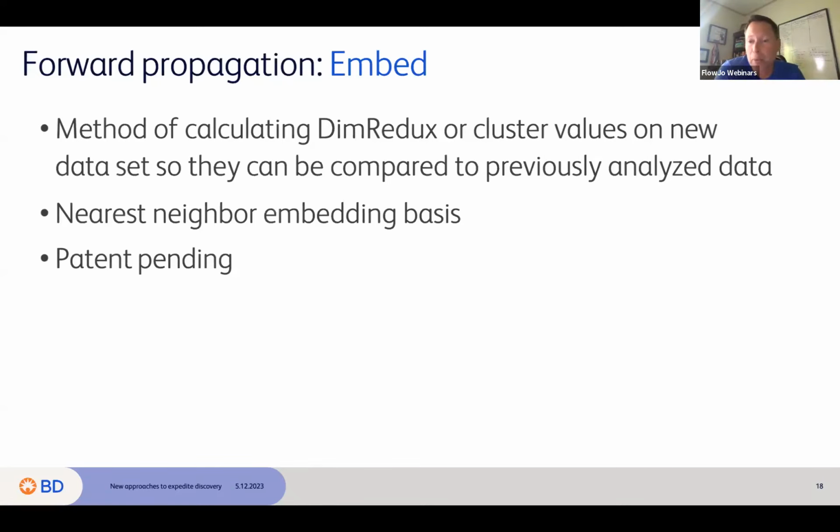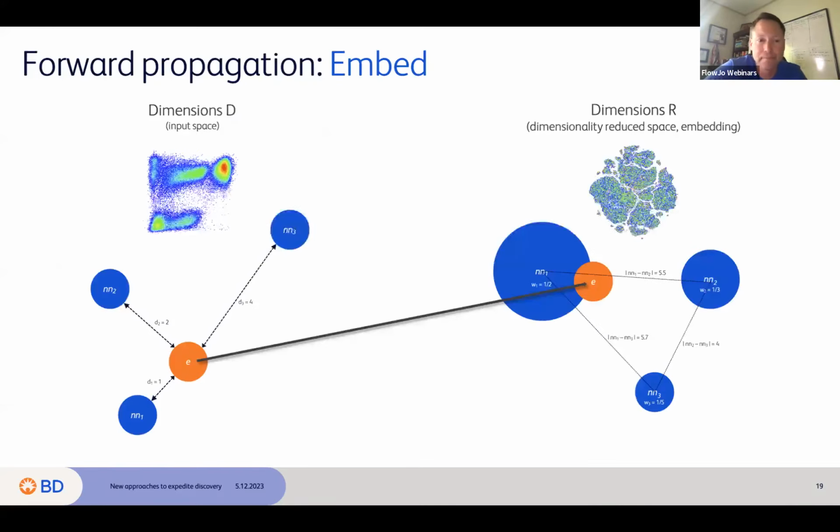We're going to do nearest neighbor embedding. Anyway, I'll show a picture of that on the next slide as a basis for figuring out how we figure out what a proper t-SNE parameter or UMAP parameter or cluster number is going to be. And we intend to patent this. So it's filed and it's patent pending. So I think this is a cool new thing.